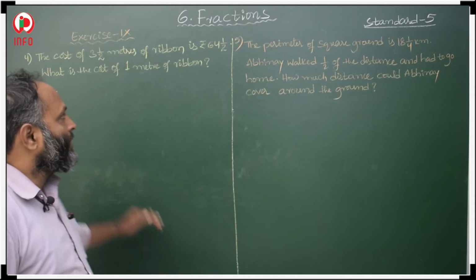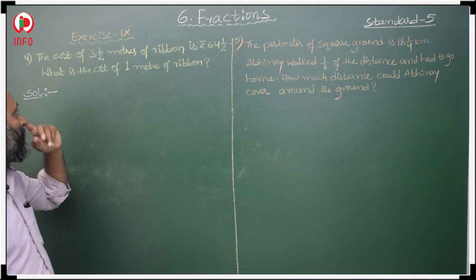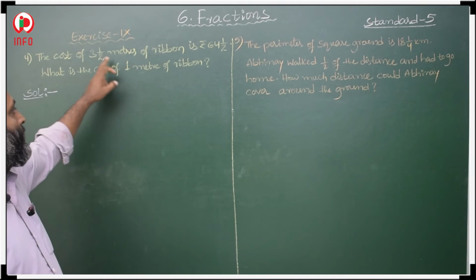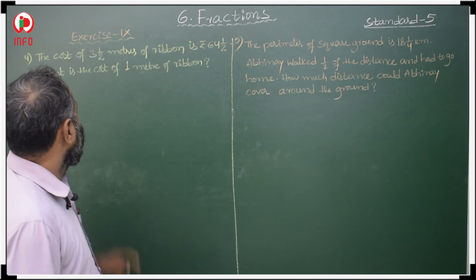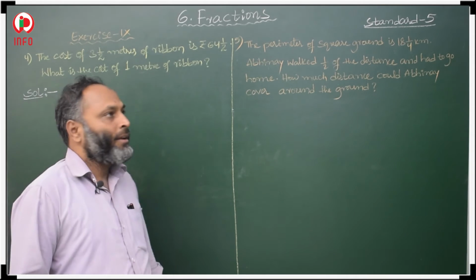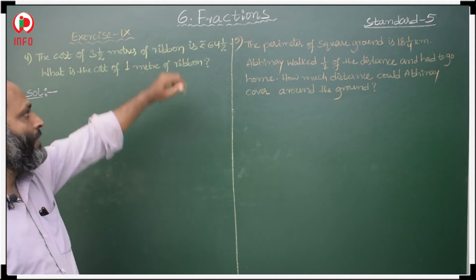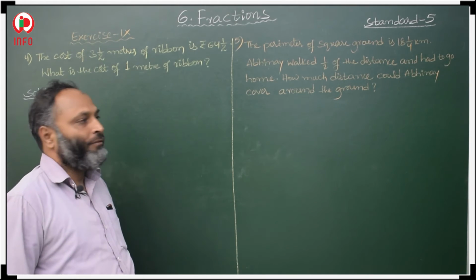Now see here, students, next in exercise 9, what problem? Fourth question. The cost of 3 1 by 2 meters of ribbon is 64 1 by 2 rupees. Then what is the cost of 1 meter of ribbon? So here the cost of 3 1 by 2 meters of ribbon is given, that is 64 1 by 2 rupees. So we have to find the cost of 1 meter of ribbon.